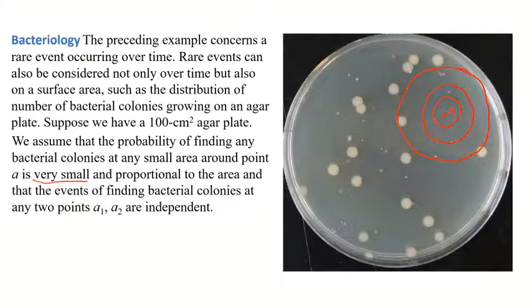So these particular scenarios show us what a Poisson distribution describes. Rare events over time and maybe over surface area, as this example shows.